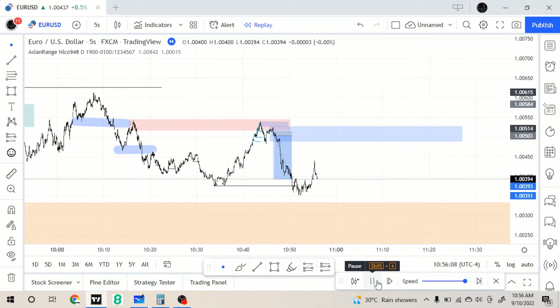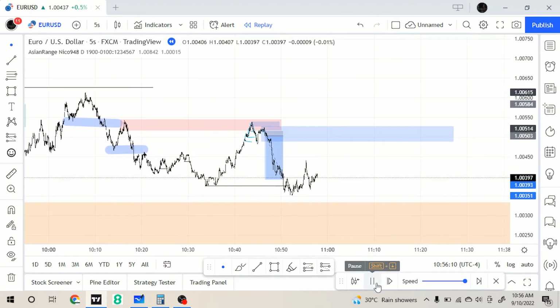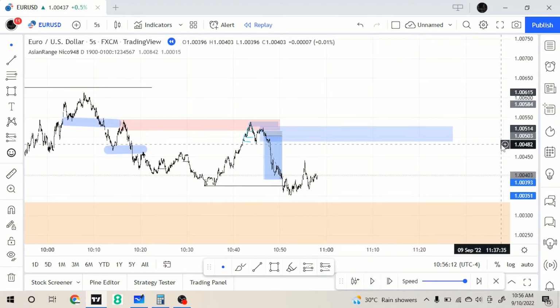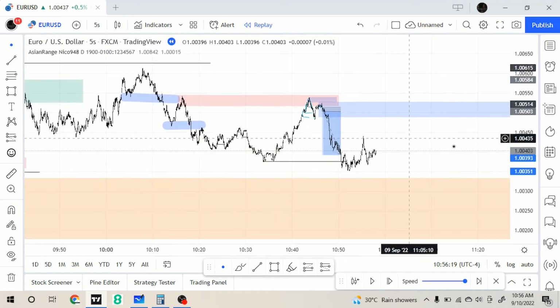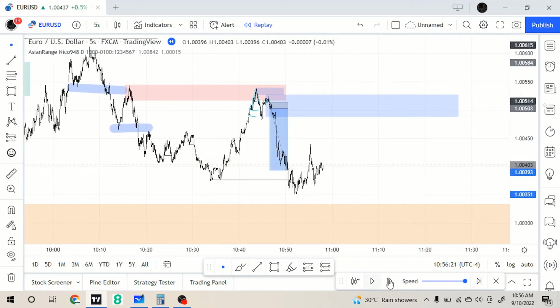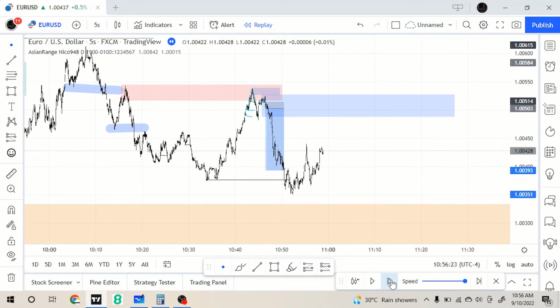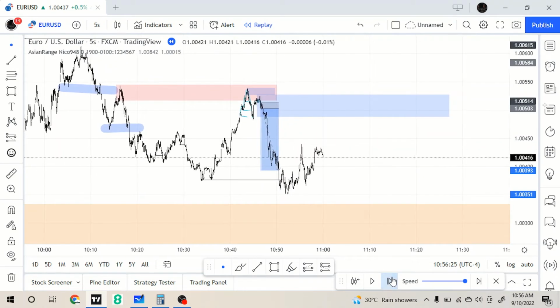So price hasn't gotten there. What do I do? I sit down. I can even set an alert. You can't do it on a back tested market. So I can even set an alert there and be waiting for price to get into that zone in order to see the kind of trades I'll be able to take. So once I play price down, play price, play price. Oh, let's just let it play.